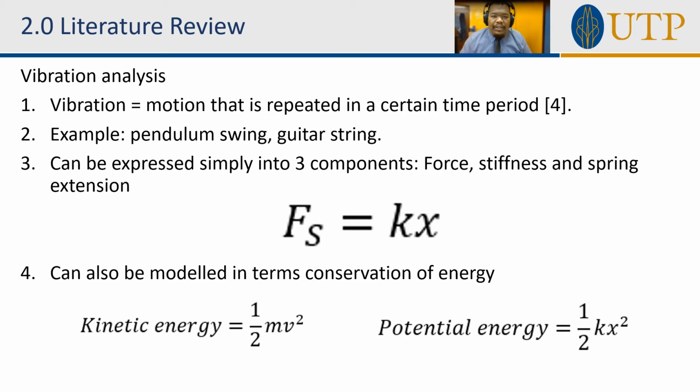Vibration is a motion that is repeated in a certain period of time, as explained by Rao. Example of a vibration system are a pendulum swing and a guitar string. Vibration system can be simply expressed into 3 main components, which are the spring force, the spring constant or stiffness, and the spring deformation, which can either be extension or compression. As we can see here in this formula, the Fs is the spring force, the K is the spring constant or the stiffness of the spring, and the X is the deformation.